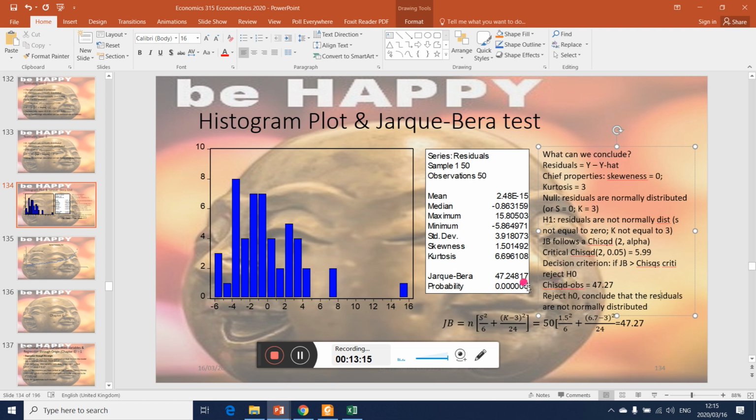Now, if you were using p-values, you can see that this p-value here is so small, less than even a fraction of a percent. So that means we have very, very strong evidence against the null hypothesis, which is exactly the conclusion we have here. 47.27 is far into the shaded region, and that's what this 0.000 is also saying. So that's how you carry out the Jarque Bera test. I hope this is going to be very helpful.